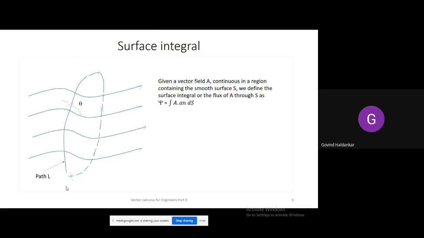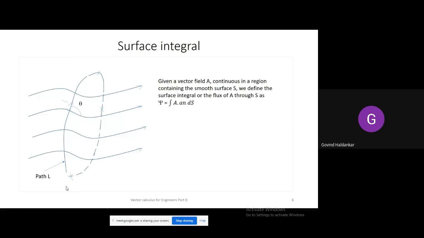So here it's a surface integral. So when there is a closed path, that will become a surface. Now here, for example, a flux, when a current is passing, there will be a flux. So now here we consider vector field A. So A is a vector field because of that closed path L.